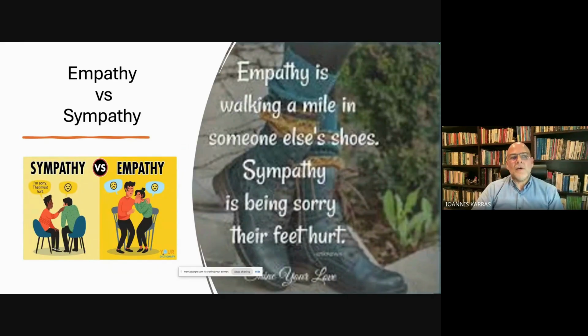Now, the other notion, which is very, very important in intercultural communication, is the notion of empathy, which we often confuse with the notion of sympathy. Now, sympathy and empathy, some people may argue they're quite similar terms, when in fact they're not that similar, in the sense that sympathy is more passive, where empathy is quite active. And I found this, and I thought I'd share it with you, where this person says, I just found this on the internet the other day, empathy is walking a mile in someone else's shoes, where sympathy is just being sorry their feet hurt. So sympathy is taking a more passive stance towards something, whereas empathy is actually getting more involved.